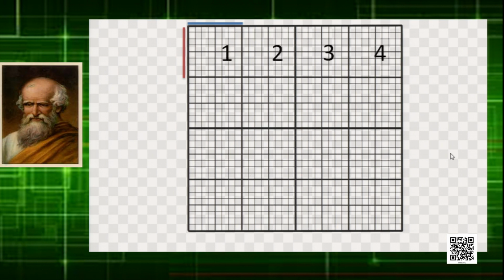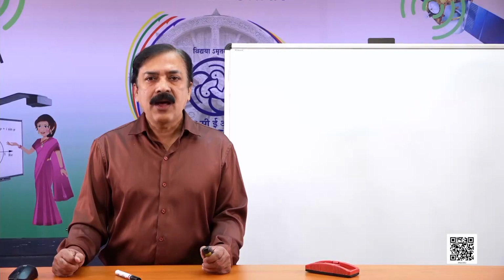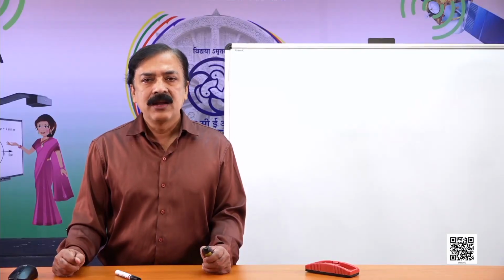You see, in the first row we have 4 squares, in the second row again 4 squares, and in the next two rows we have again 8 squares. So, in total we have 16 squares. As 16 squares are there, we can say the area is 16 square units.